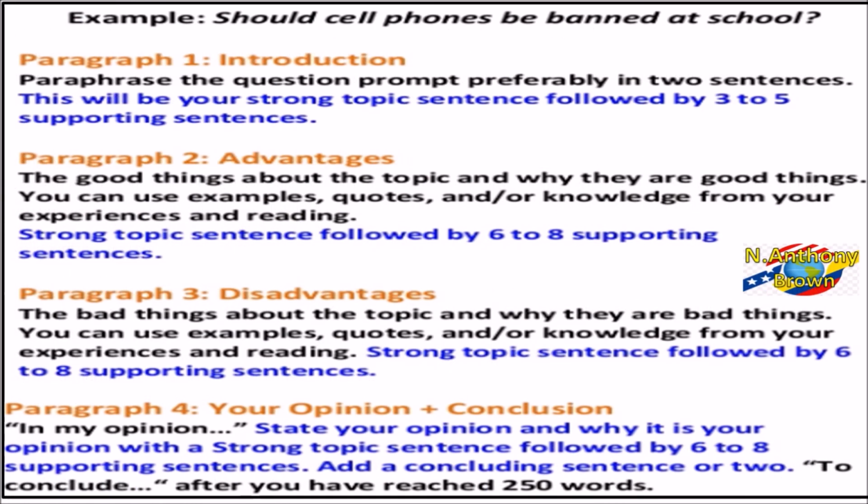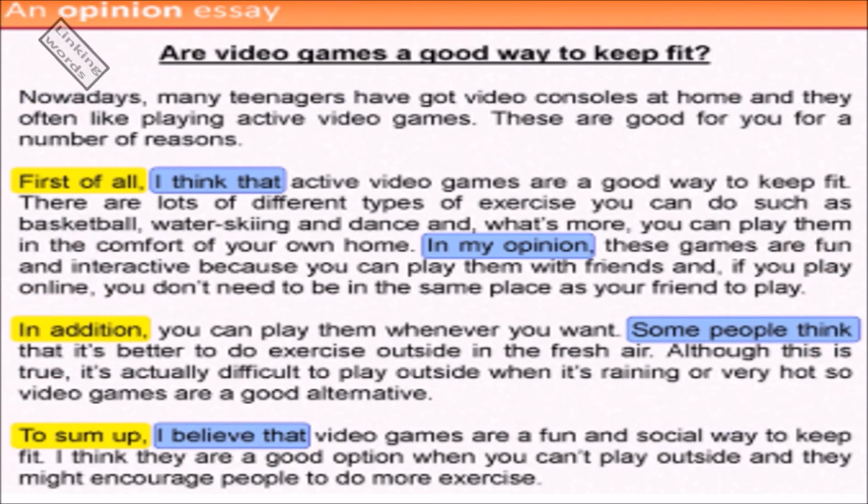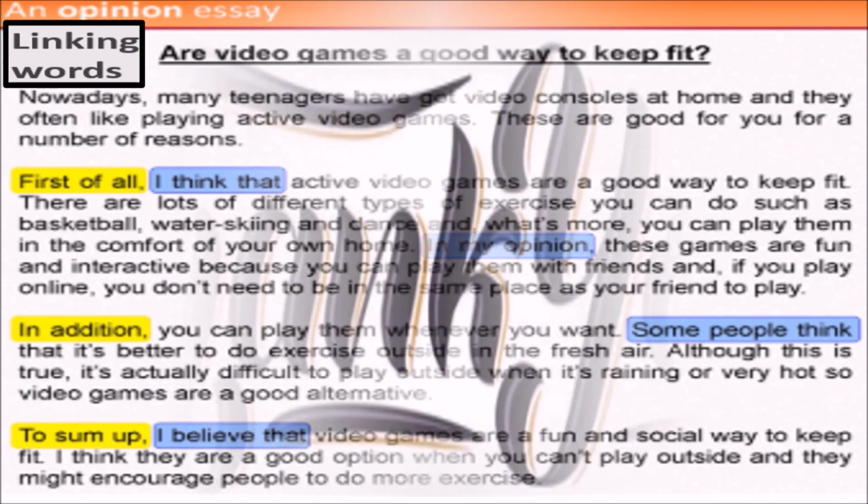So we have an example, should cell phones be banned at schools? This is another example of an essay, which you can check out. You can take a picture of that and see how that essay is made. It's a basic essay, basic ideas. In the paragraph it has the advantages and disadvantages. And then another essay is an opinion essay, linking words. Now, are video games a good way to keep fit? So you can see here that we have linking words in this essay, so you can practice that. You can use some linking words, as you can see in the example.